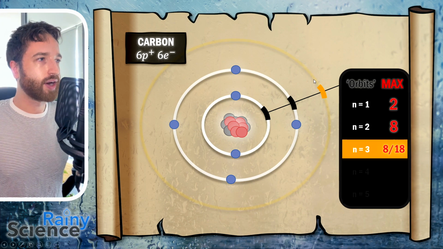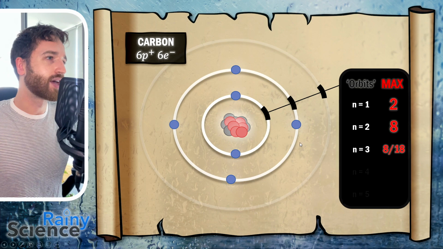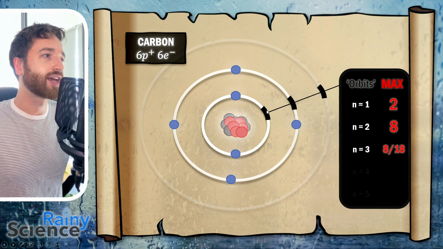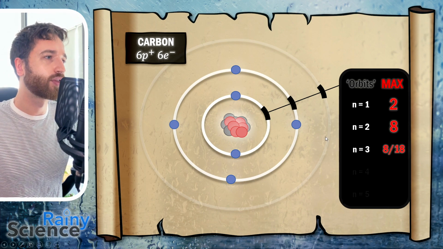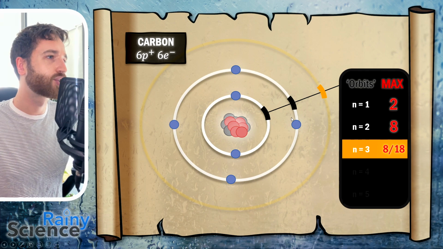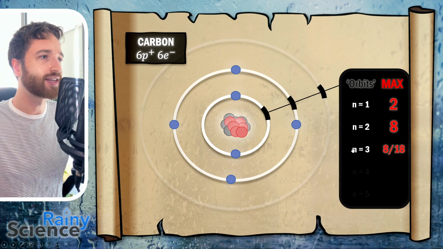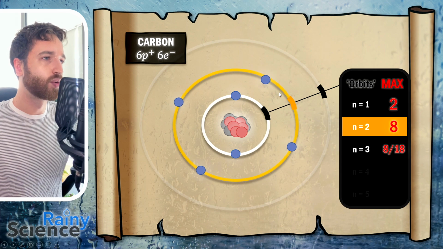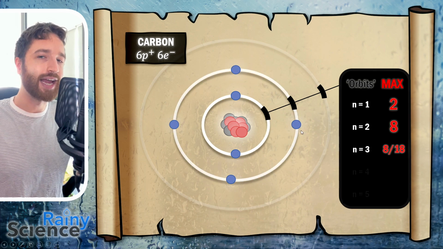And then n equals 3, which of course has no electrons here because we haven't filled up the second orbit yet with 8. So before the third one could start filling with electrons, before the electrons would start orbiting at this distance, this second orbit would first have to fill with 8 electrons.